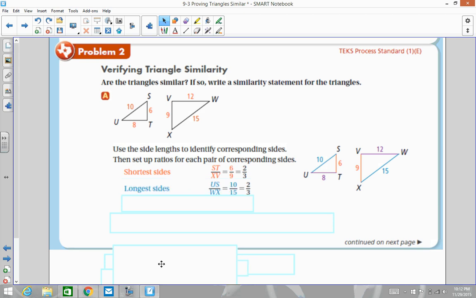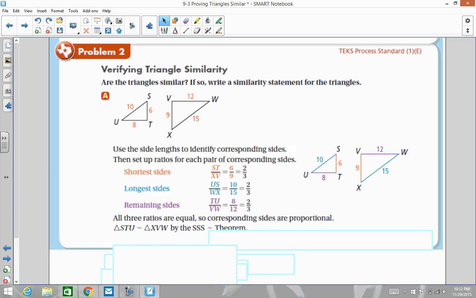My longest side would be US over XV, which is 10 over 15, which is also 2 to 3. Now, my middle side would be TU to VW, which is 8 over 12, which reduces to 2 over 3. So because they all have the same ratio, these are similar by side similarity. Remember, all the sides were known here. None were unknown. If you have an unknown side, you can't use side similarity. You have to know all the sides.